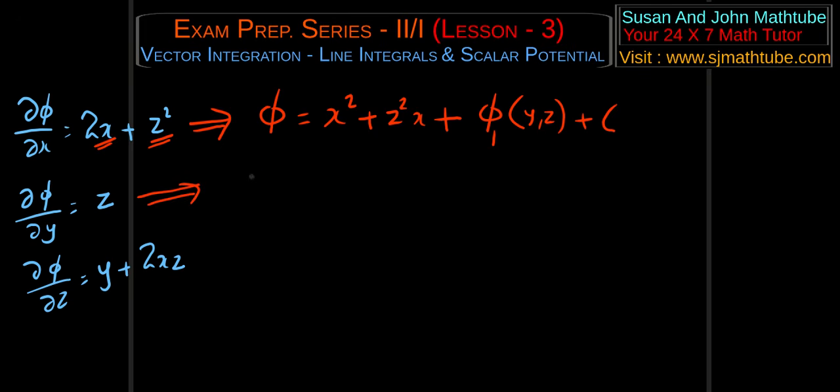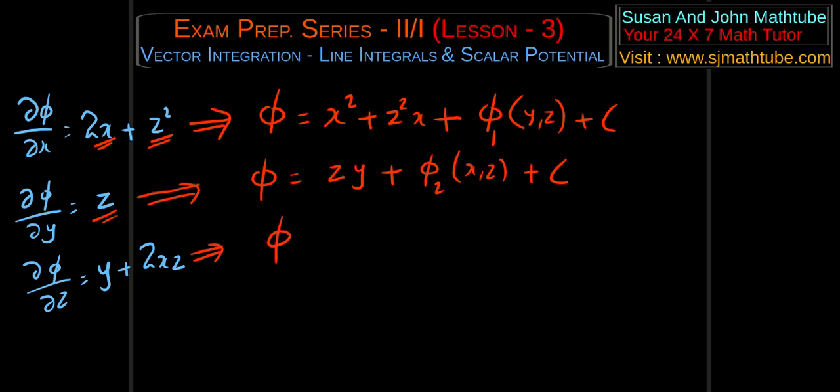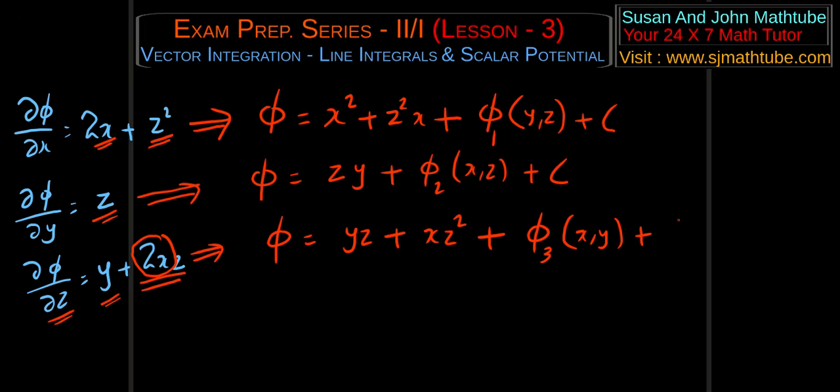And from here we get phi is equal to, okay, we are integrating with respect to y and this is a constant, so z into y plus function in x and z plus c. And again, now we are going to integrate with respect to z, and this is a constant, so y into z plus, if I integrate with respect to z, this will be constant z square by 2, so I get x into z square plus the most important part, a function in x and y plus c.